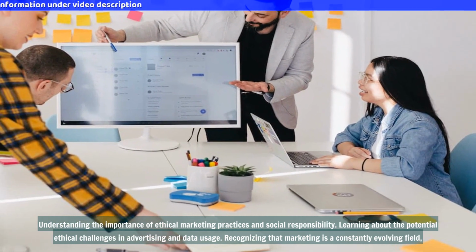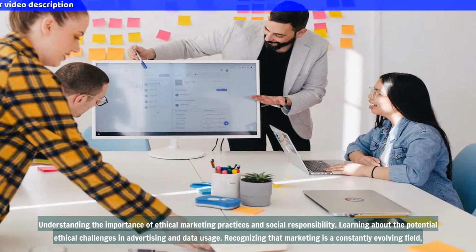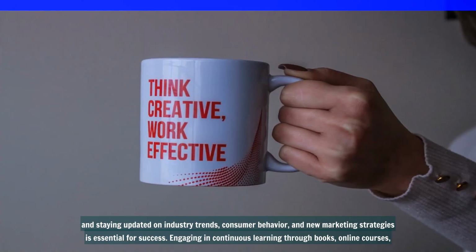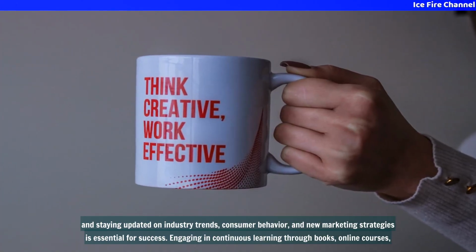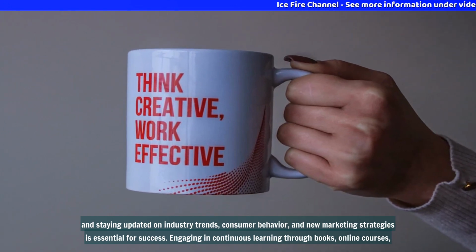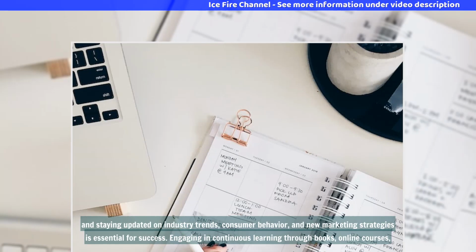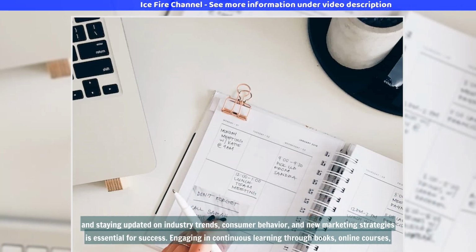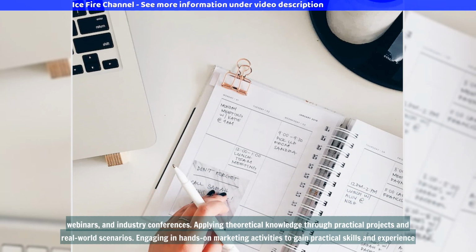Recognizing that marketing is a constantly evolving field, and staying updated on industry trends, consumer behavior, and new marketing strategies is essential for success. Engaging in continuous learning through books, online courses, webinars, and industry conferences.